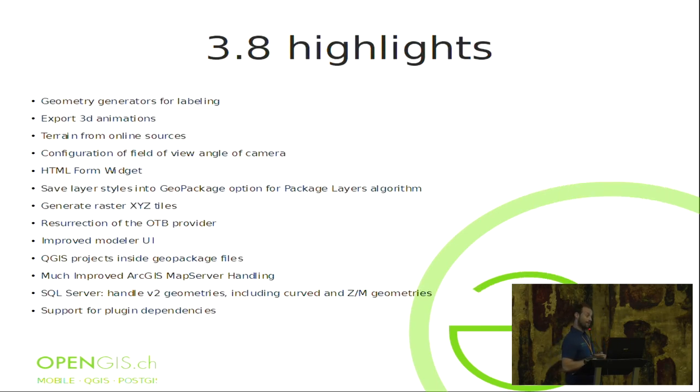That was all up to 3.4. So we have 3.8 and 3.10 to look at. We're not going to look at it in detail. These are just some highlights: geometry generators for labeling, export of 3D animation, terrain from online sources, configuration of field, angle camera, HTML in the widget, save layers into GeoPackage, generate rasters, resurrection of the Orfeo toolbox, improved UI for the modeler. QGIS projects can now be in GeoPackage files. ArcGIS Maps server handling is much improved. SQL Server can now handle version 2 geometries, and there is support for plugin dependencies.